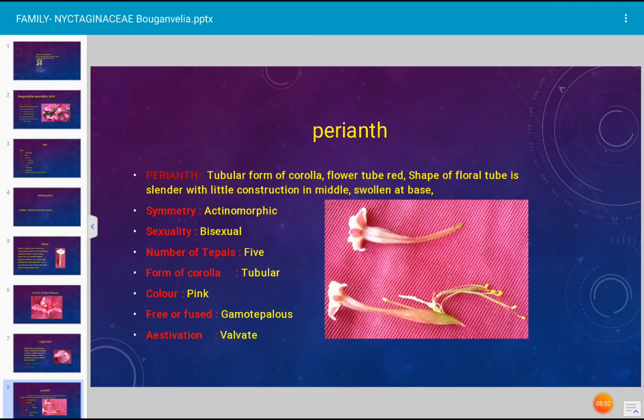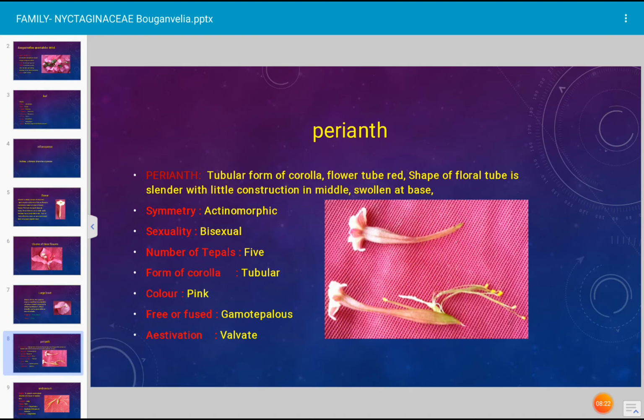The flower is tube-like. The shape of the floral tube is a cylinder with a little constriction in the middle, swollen at the base. This type of flower is there. The symmetry of the flower is actinomorphic, which means it can be divided into two equal parts in any vertical plane. The flower is bisexual because gynoecium and androecium are both present. How many tepals are there? There are five tepals.